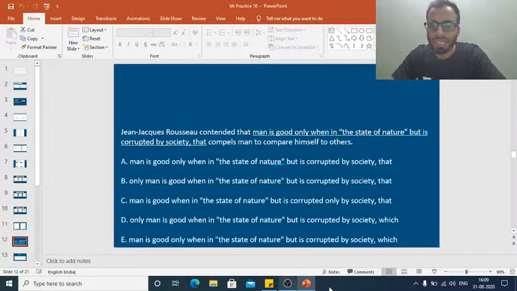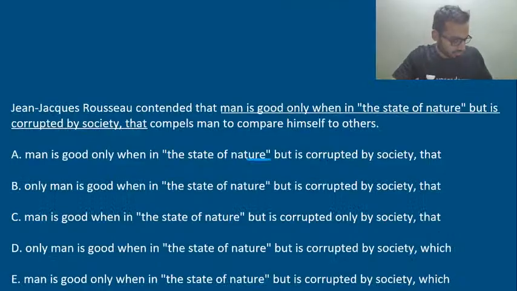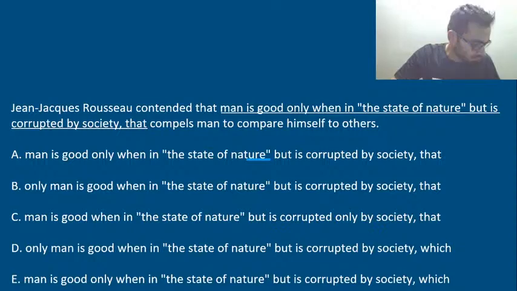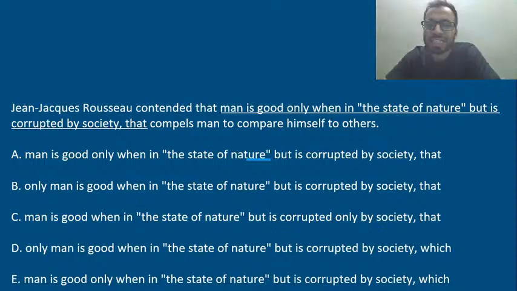We shall begin with a sentence correction question. Jean-Jacques Rousseau contended that man is good only when in the state of nature, but is corrupted by society that compels man to compare himself to others.